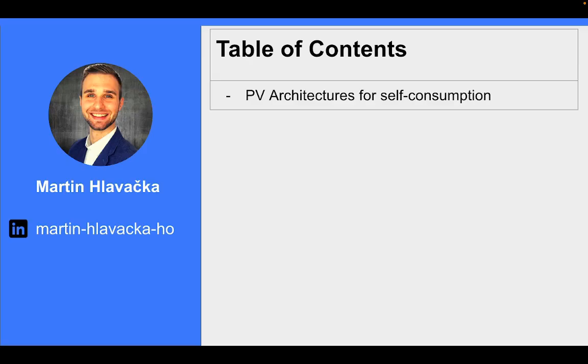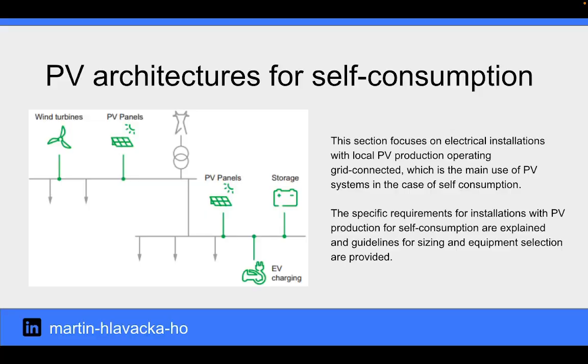In this video, I'm going to talk about PV architectures for self-consumption. This section focuses on electrical installations with local PV production operating grid connected, which is the main use of PV systems in the case of self-consumption.